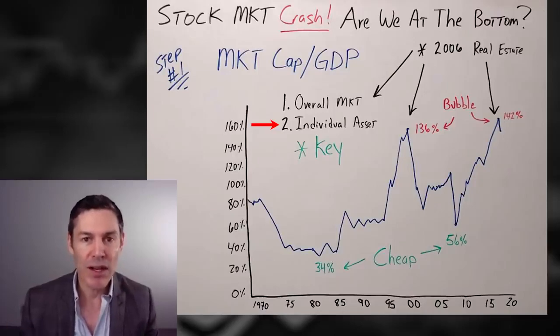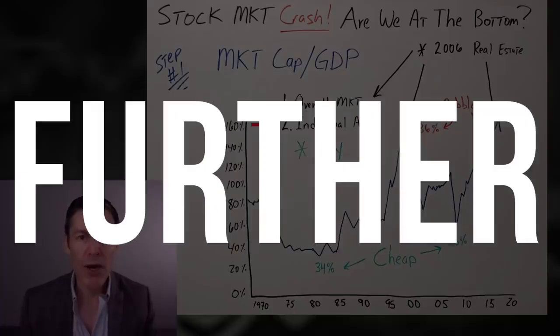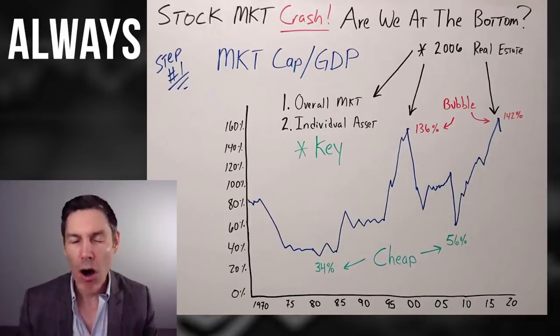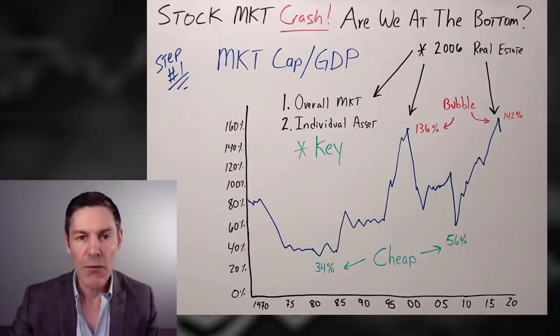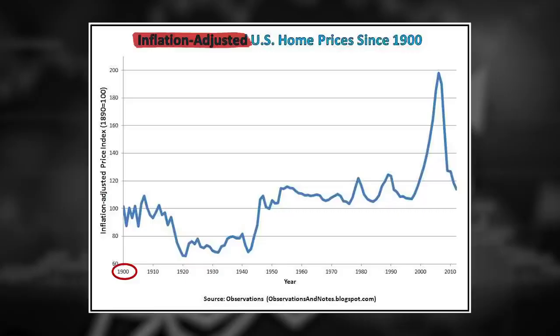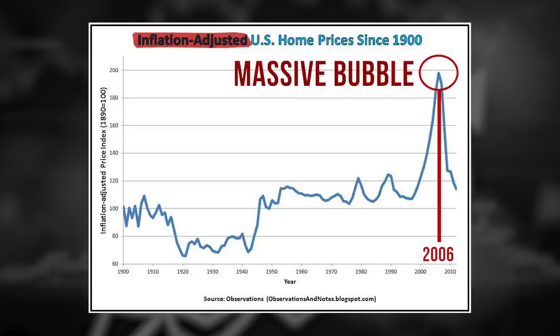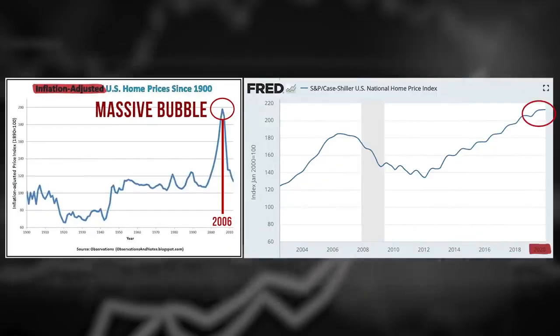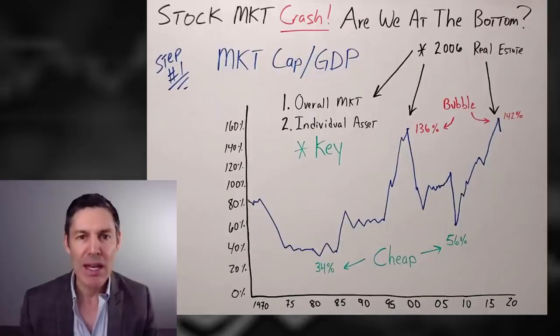Let's take the real estate example one step further to prove another point I always try to make. If you look at the real estate chart I always use, going back to 1900 adjusted for inflation, you'll see that we peaked out in 2006 and we were in a massive bubble. No one would dispute that. But prices in 2020 went up just as high, if not higher, than 2006. So if we were in a bubble in 2006, how could we not be in a bubble in 2020?